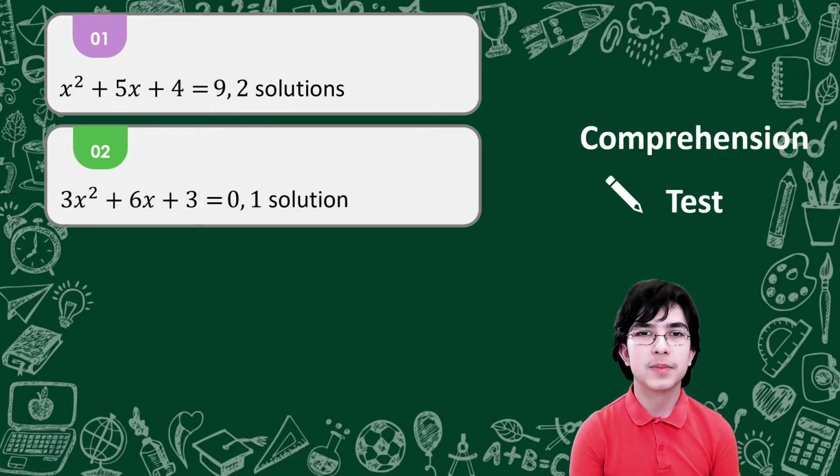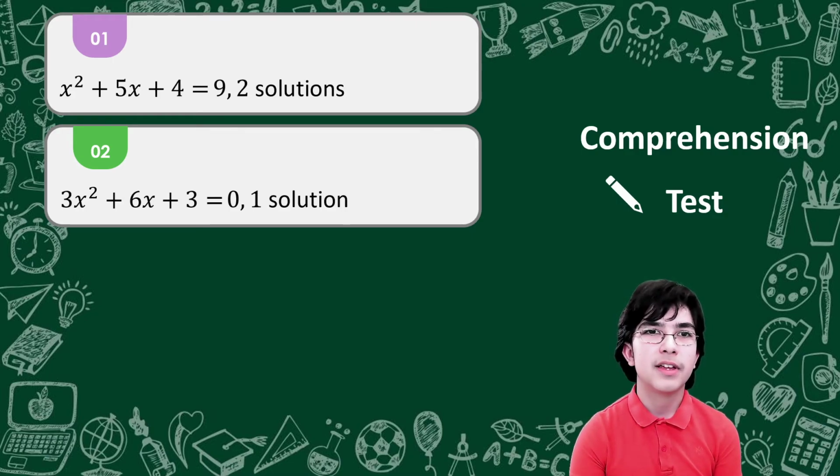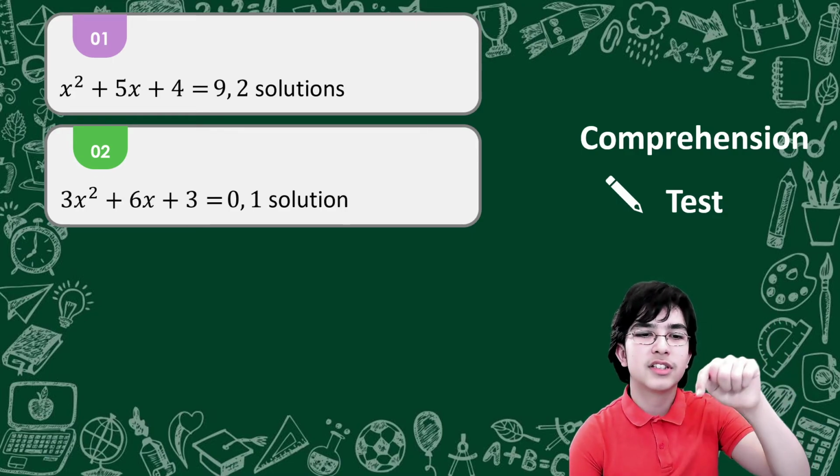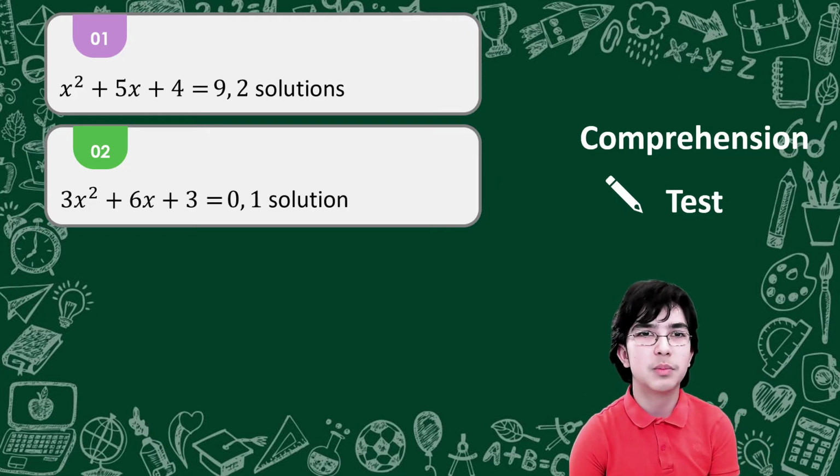Since 3 times 3 is 9, and 4 times 3 times 3 is 4 times 9, which is 36, and 6 times 6 is also 36. 36 minus 36 is 0. So what this means in a graph is that the quadratic graph will just touch the x-axis and not go below or above it.